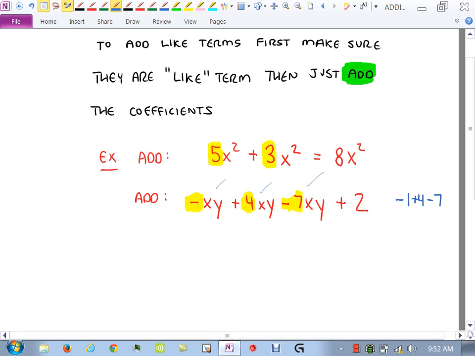I just wrote it on the side. I'm kind of doing this like scratch work. I want to take -1, I want to add 4, I want to subtract 7. So -1 plus 4 is 3. 3 take away 7 is -4. So you get -4 of those now, right? So I'm going to put -4 xy. Now the plus 2 I couldn't do anything with, right? I can't combine it. So just leave it there. That's it.